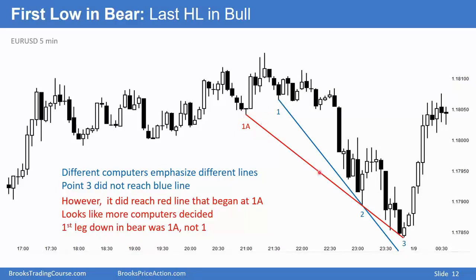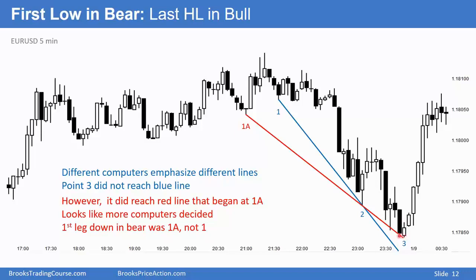Look at 1A, and I connect it to 2. Look what happened when the market got here. It reversed up here. It reversed up again here. Which point do you think is the start of the bear channel? This one, the market never got there, or this red one? The market got here, reversed up, got here again, and reversed up.